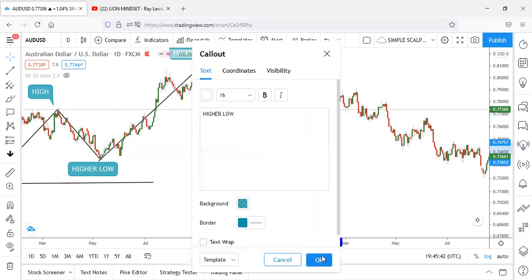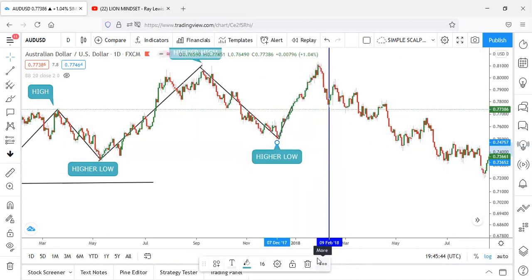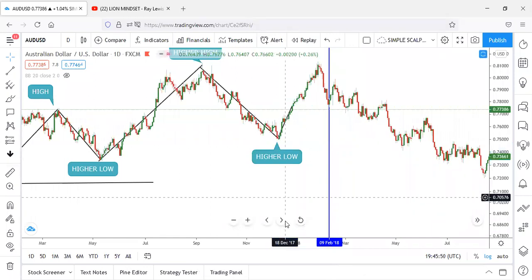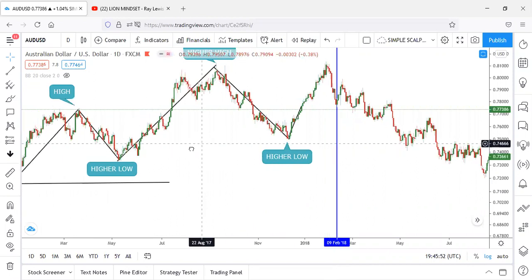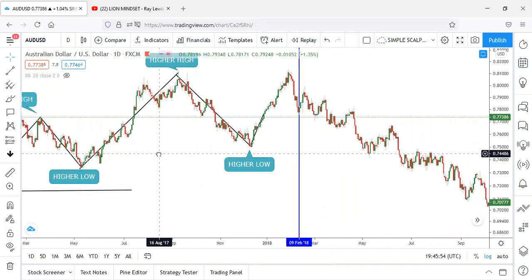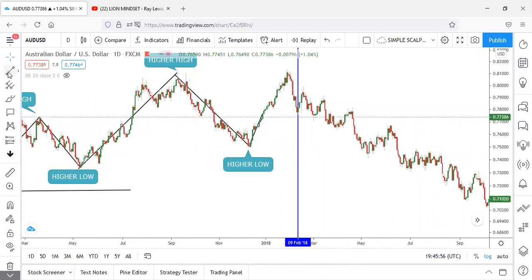I hope this is clear, guys. If this is clear, please let me know in the chat if this is very, very clear.